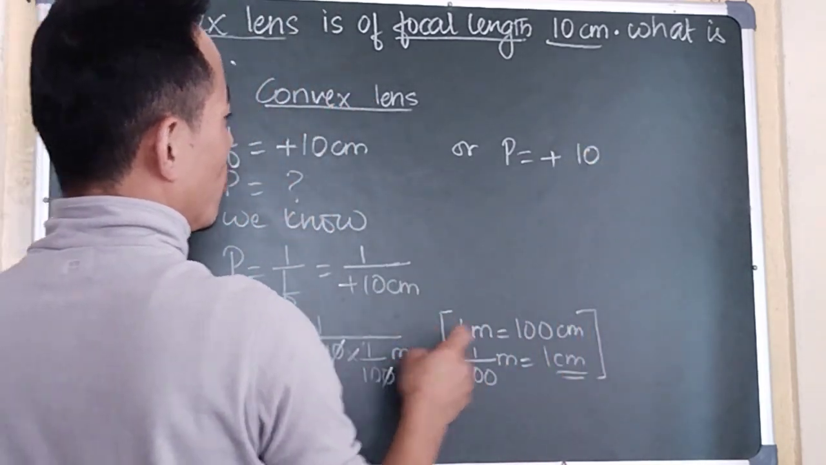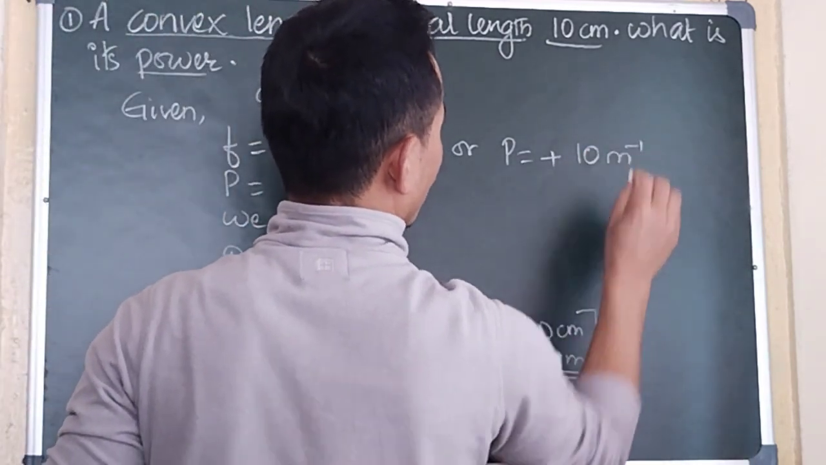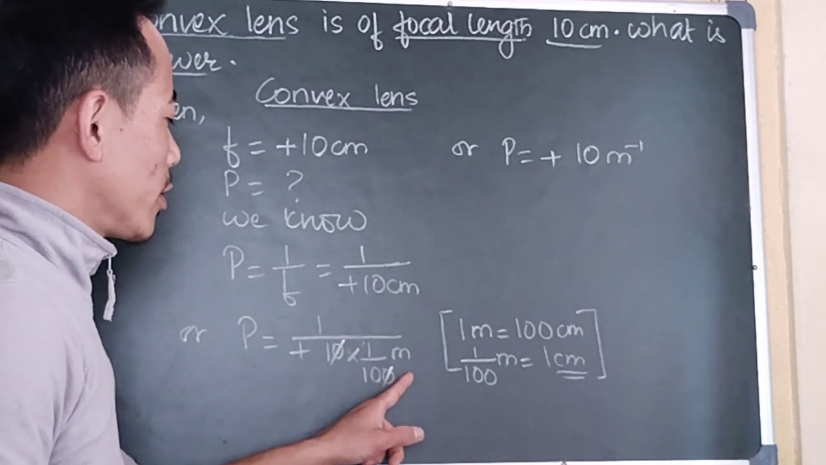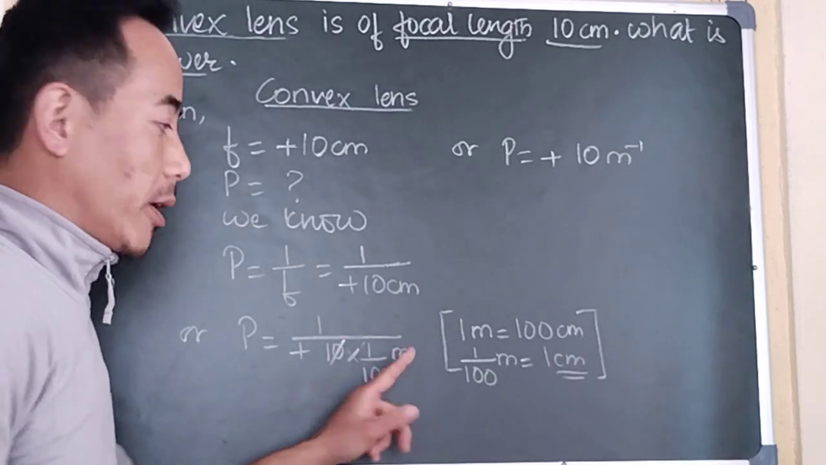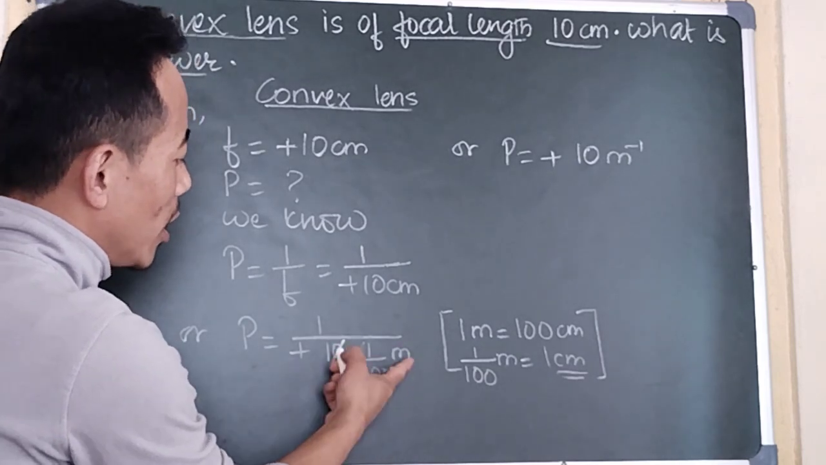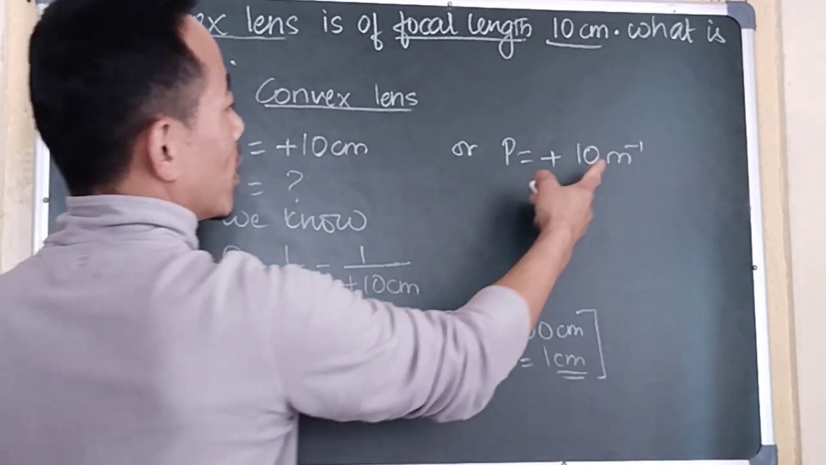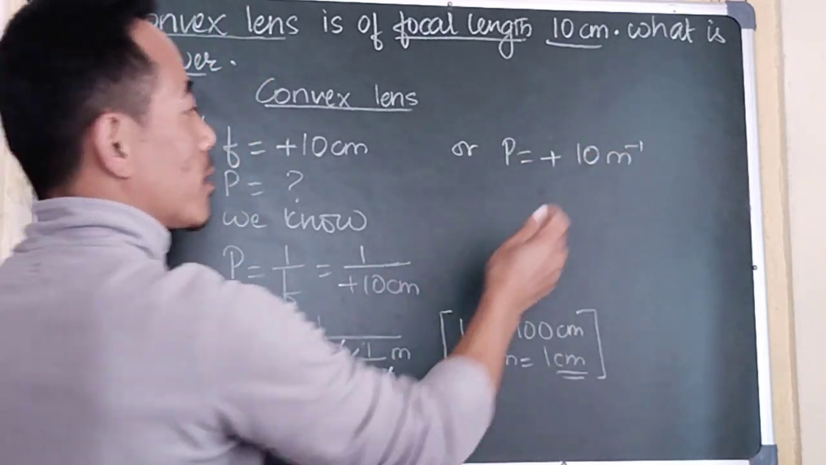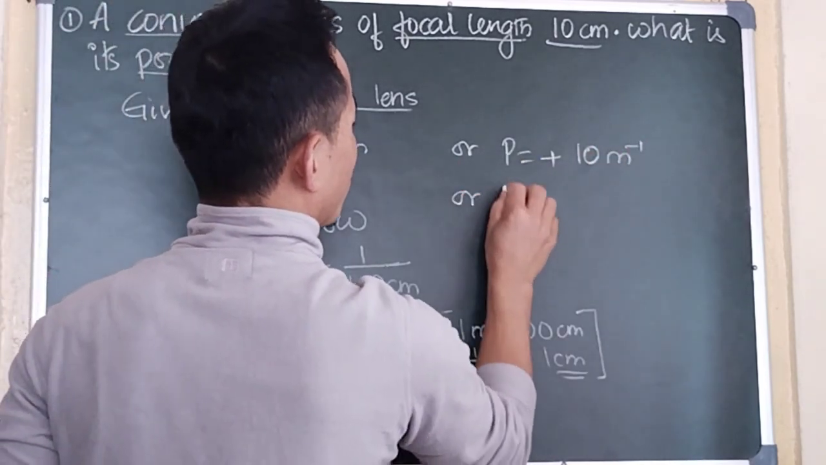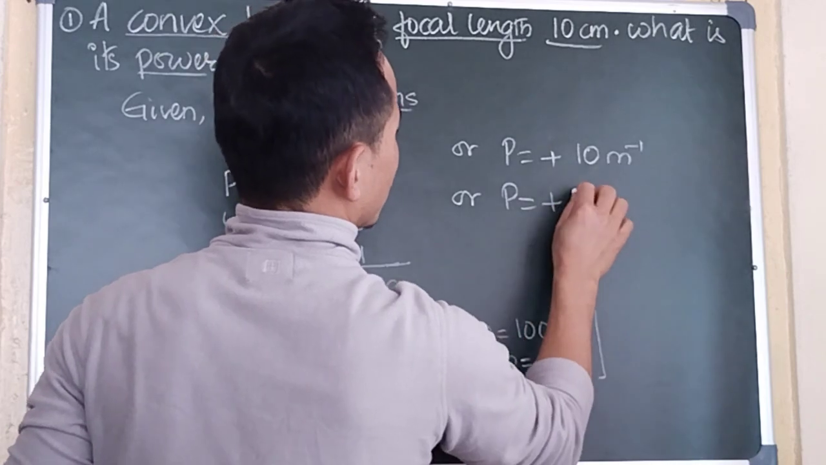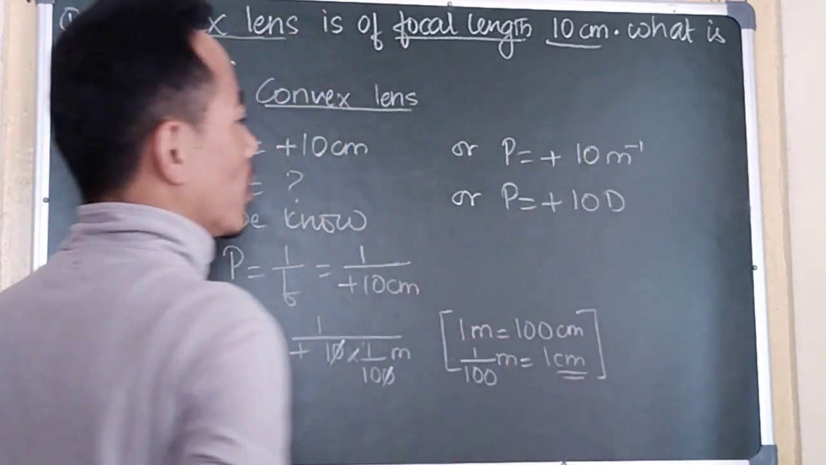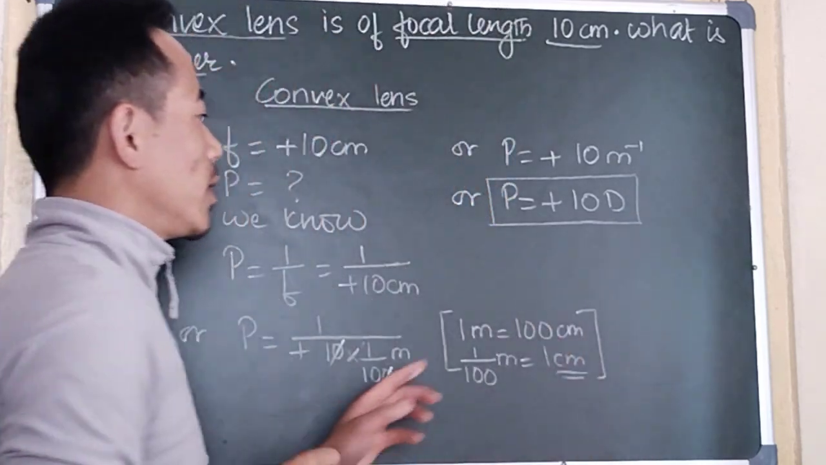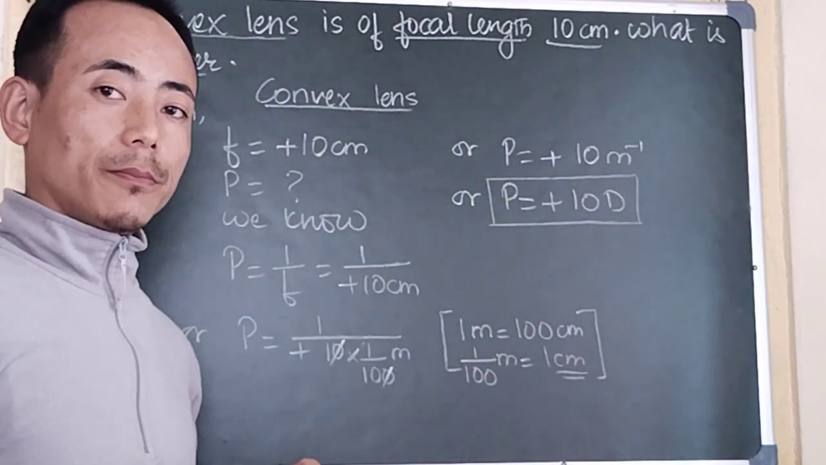This meter goes to the numerator, the sign of the power will change. Whenever a certain term goes from numerator to denominator or denominator to numerator, the sign of the power will always change. So this meter is in the denominator, you are taking it to the numerator. When you take it to the numerator, plus 1 becomes minus 1. And meter inverse, or meter to the power minus 1, is nothing but the SI unit for the power of a lens. So the answer for this question will be: the power of the lens will be 10 diopter.